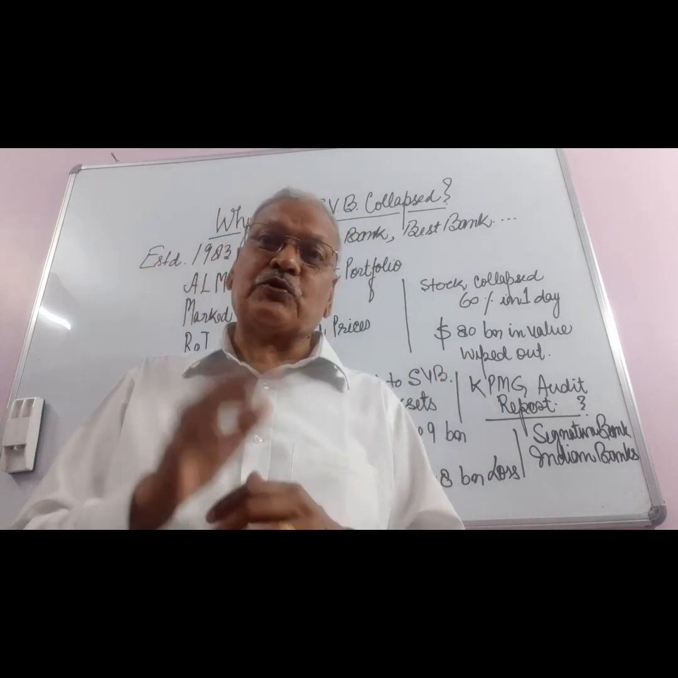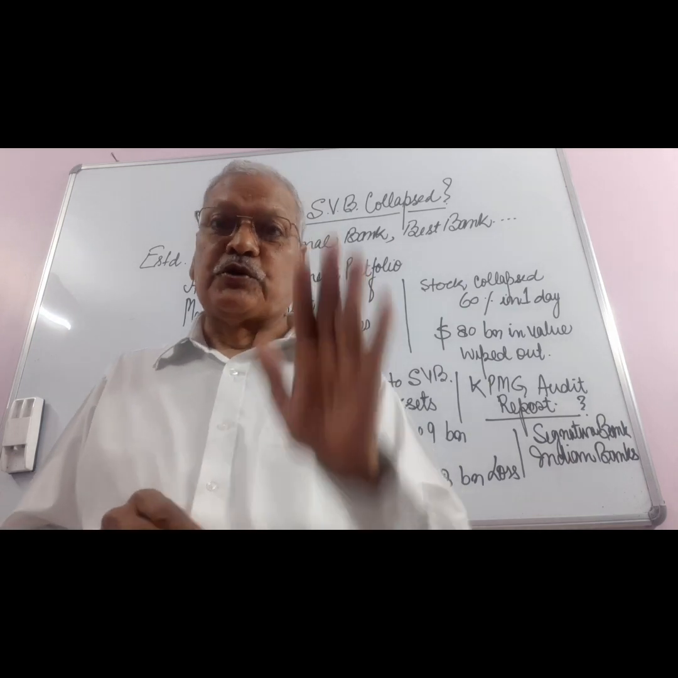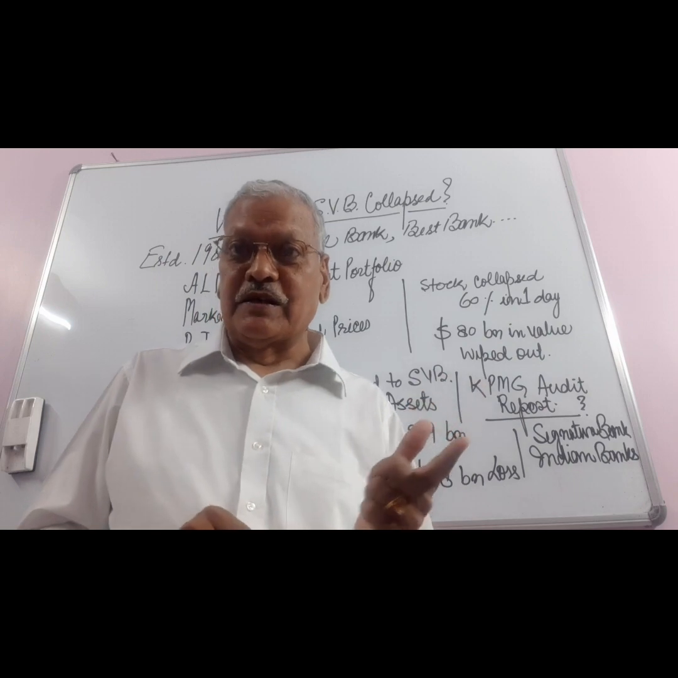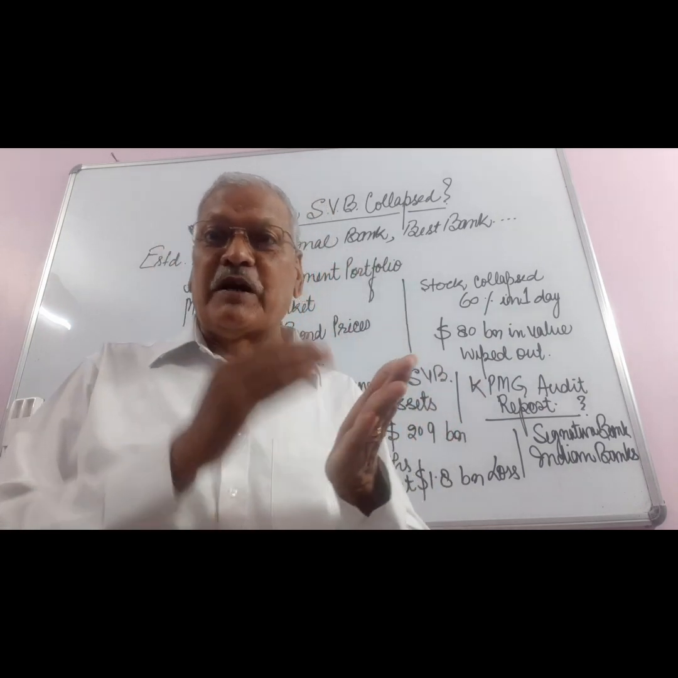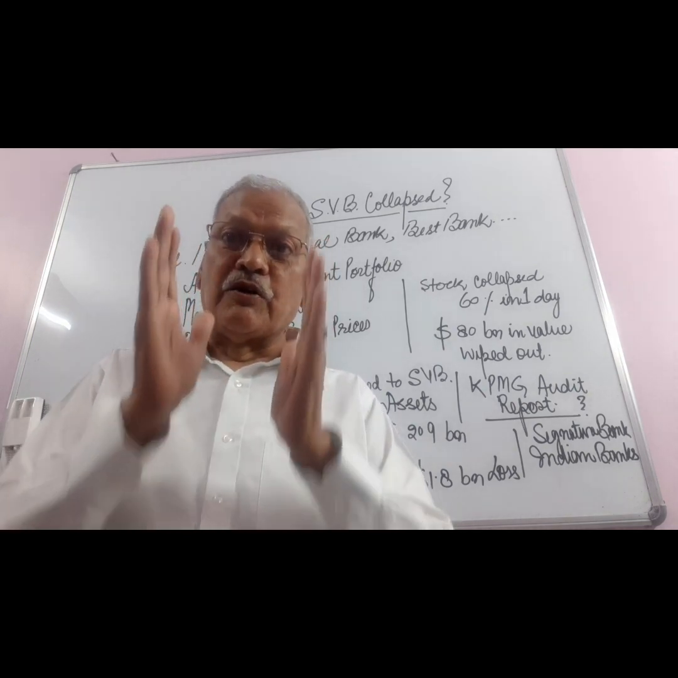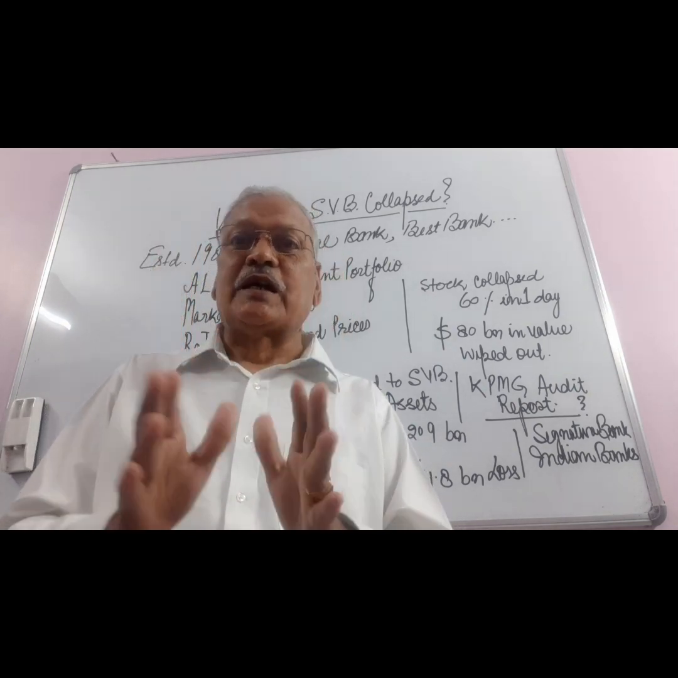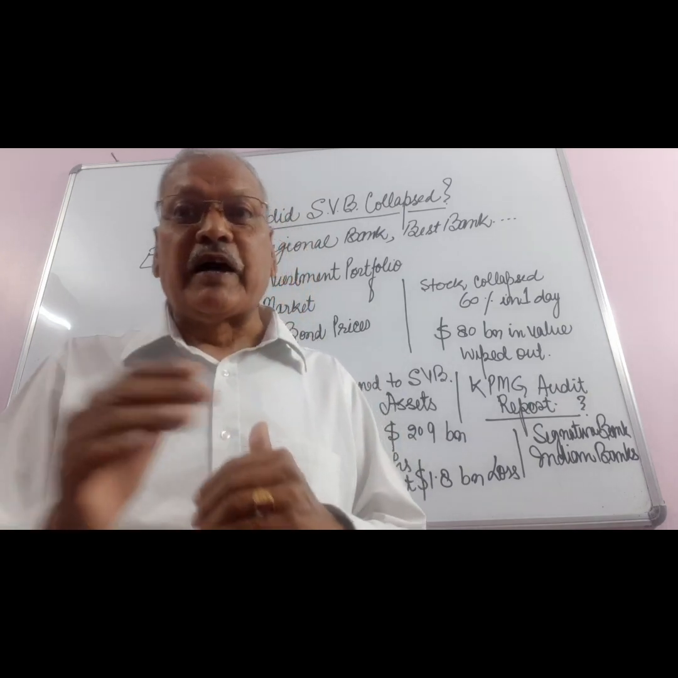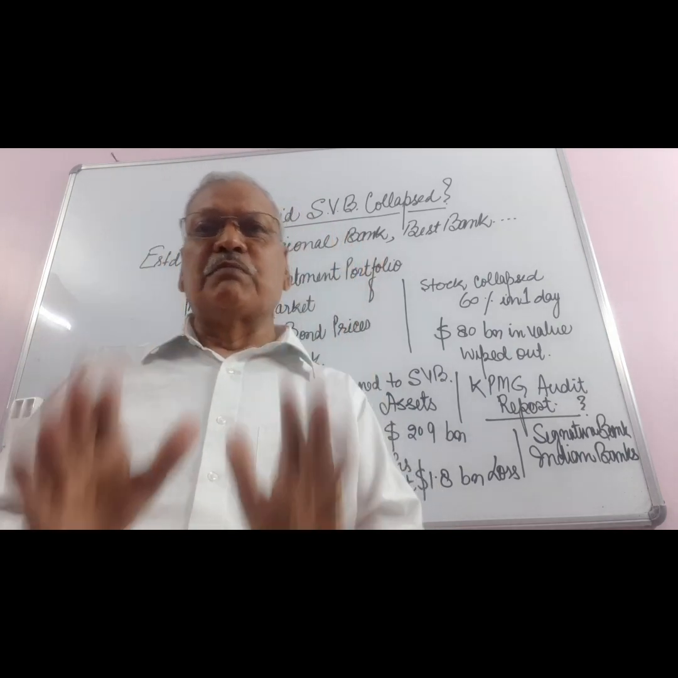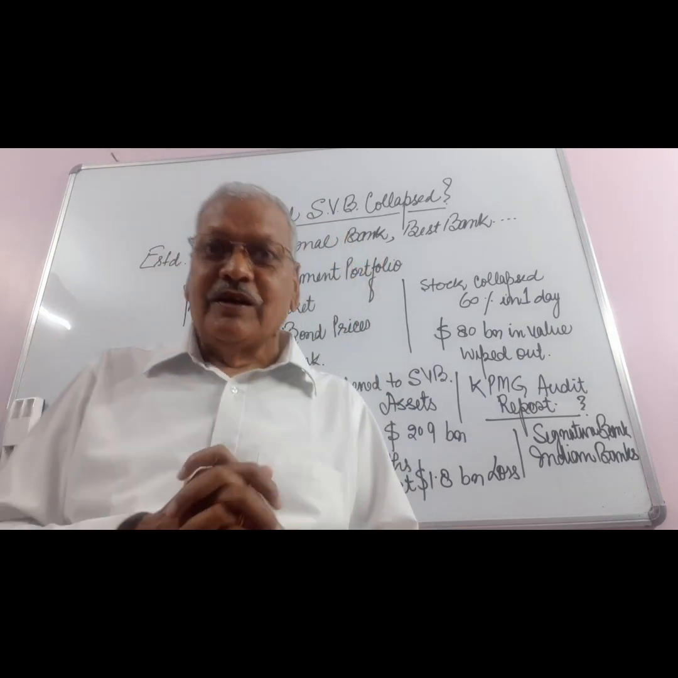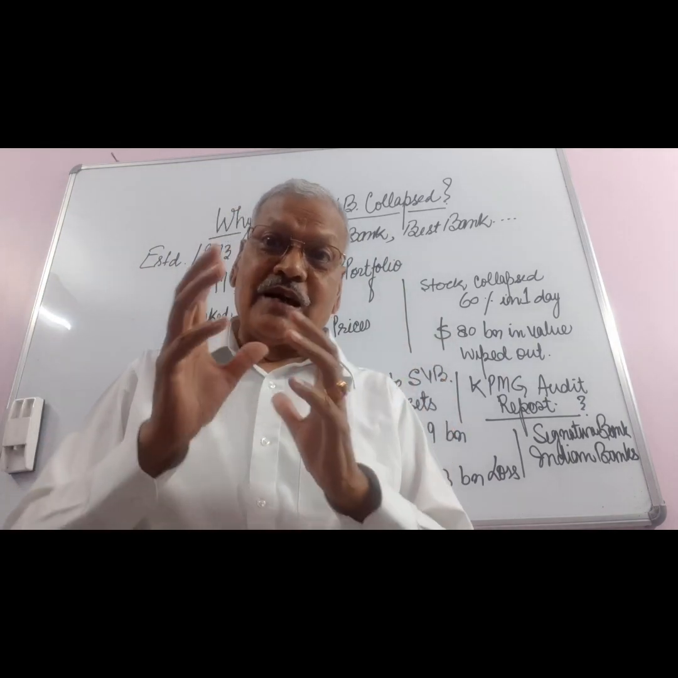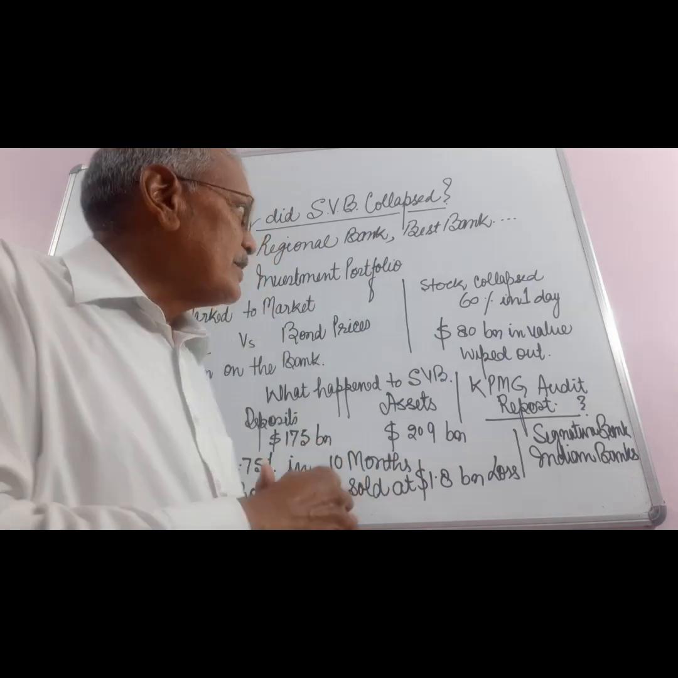It's not possible to survive without the support of the government of that country or the central bank of that country, or both. If the government and the central bank of that country support that this bank should not be allowed to collapse, only in that case can the bank survive even after the run on the bank. Otherwise, the bank is bound to collapse. After understanding these concepts, let us understand what happened to Silicon Valley Bank.